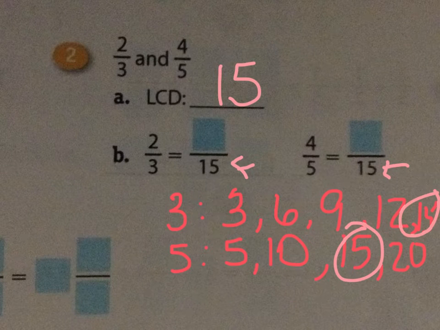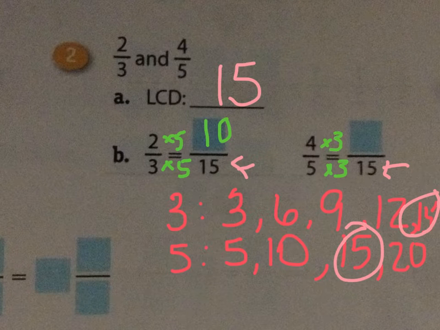And then to find your equivalent fraction, you're going to figure out 3 times what gives you 15, which is 5. So then you multiply the top number by the same number. 2 times 5 gives you 10. Same thing over here. 5 times 3 gives you 15. 4 times 3 gives you 12. And that's how you find equivalent fractions.